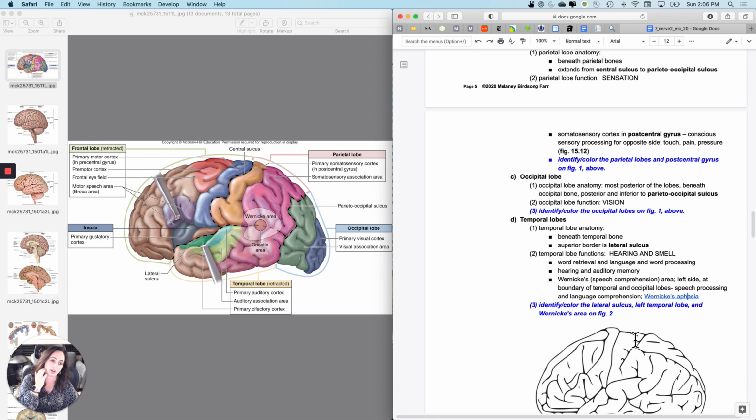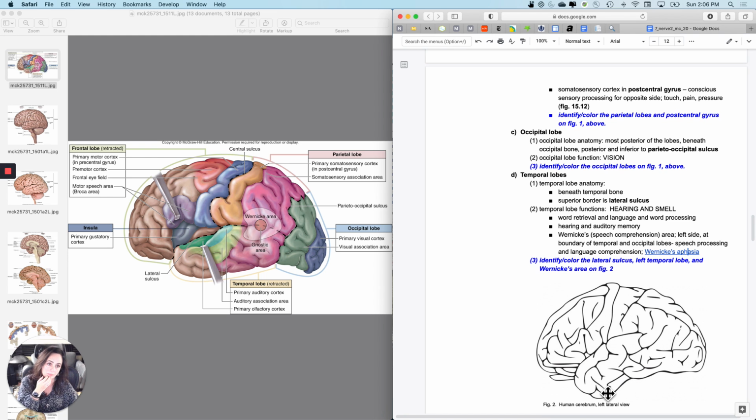So the next thing you guys should do is on this figure, you should be able to identify the lateral sulcus, the left temporal lobe, and Wernicke's area. And Wernicke's area, by the way, you'll have to figure out anterior versus posterior before you can figure out what you're looking at. But kind of look at this picture too.